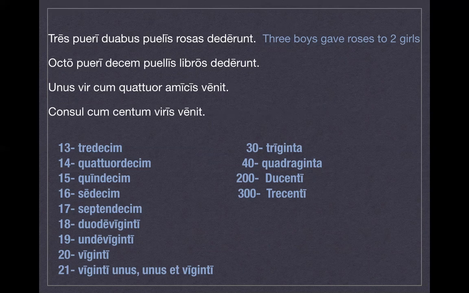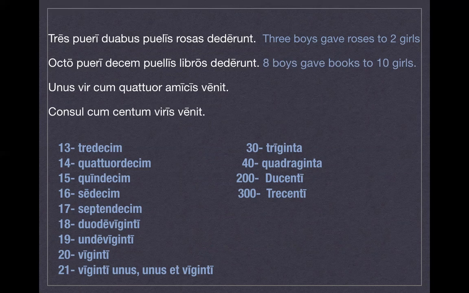This next one, octo pueri, decim puellis, libros, dederunt. So now how many boys gave something? It's going to be 8 boys gave. What did they give? They gave libros, okay, books. It's not liber. Libera is free. But they gave books. Who did they give them to? Maybe decim puellis would be 10 girls. Yeah. So decim here, it's one of these numbers. It doesn't decline, like most of them don't.